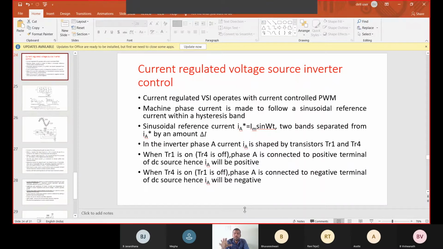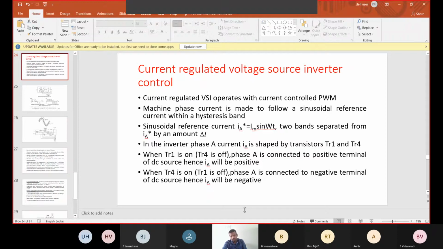Hysteresis. You people know what is meant by hysteresis: hysteresis curves, hysteresis waves. We are just passing a current through the hysteresis band, and after that we will get a pure sinusoidal voltage. So this is the concept. Here the machine phase current is made to follow a sinusoidal reference current with the hysteresis band. So how does the system work? Here the sinusoidal reference currents are made to flow through the hysteresis bands. That I am going to show now.